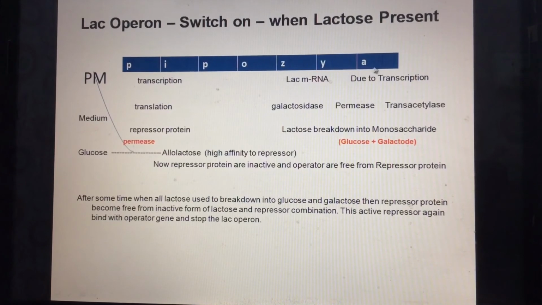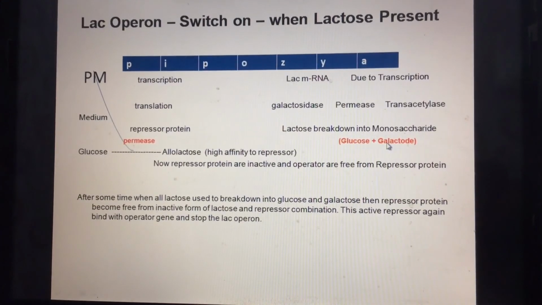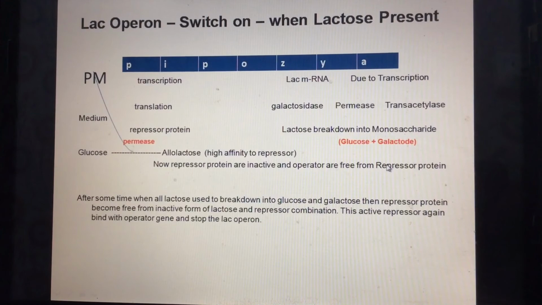The RNA polymerase transfers its signal to the structural genes, and these structural genes produce mRNA molecules through the transcription process, which are responsible for the production of beta galactosidase, permease and transacetylase enzymes. One by one, Z produces beta galactosidase, Y produces the permease, and A produces the transacetylase enzyme, and they break down lactose into monosaccharides. I already told you, glucose and galactose, and bacteria are free to use these monosaccharide molecules for their growth and other life purposes.